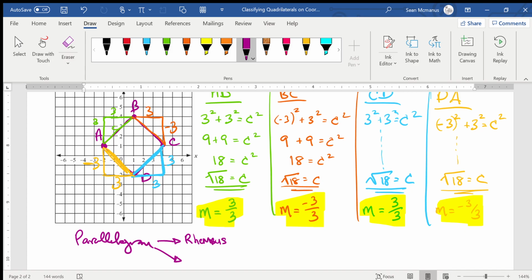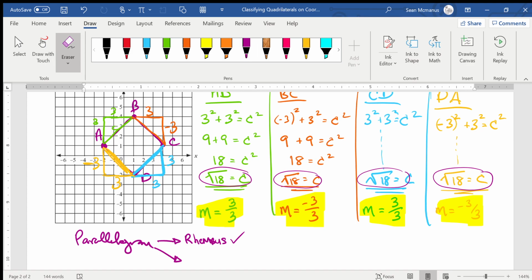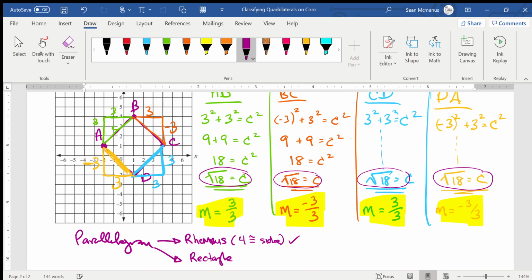That means all four sides are the same length. So if I look here, the lengths are all the same. Then we look and see, I'm just going to make a little note here. Right, a rhombus has 4 congruent sides, so it is a rhombus. Then we're going to look and see, is it a rectangle? Right, that means 4 90-degree angles.